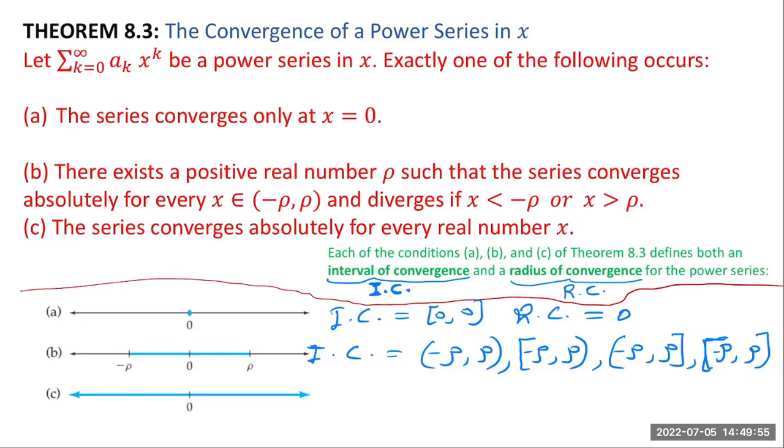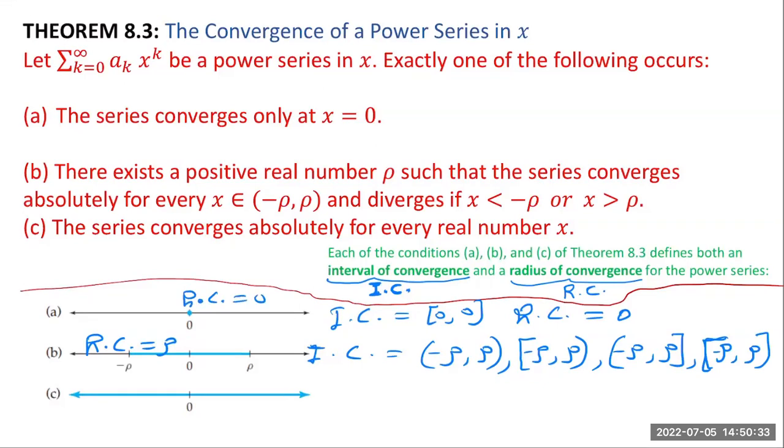We will be going over examples to understand what this means. All right, what is the radius of convergence for the second case? Remember, the radius of convergence is always half of this length. What is half of this length? That is this length, which is rho. So the radius of convergence is rho for the second case. In the previous case, since there was no length, the radius of convergence was zero.